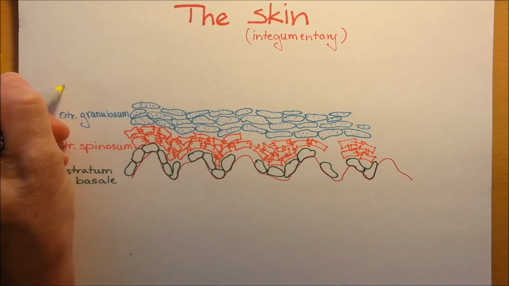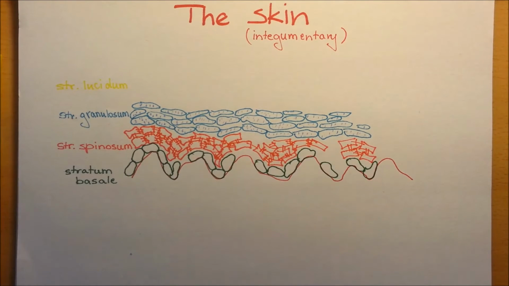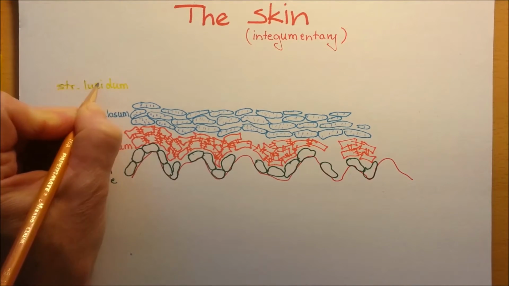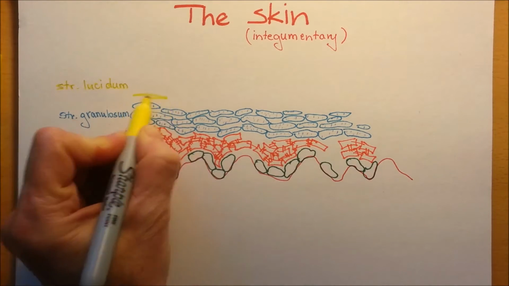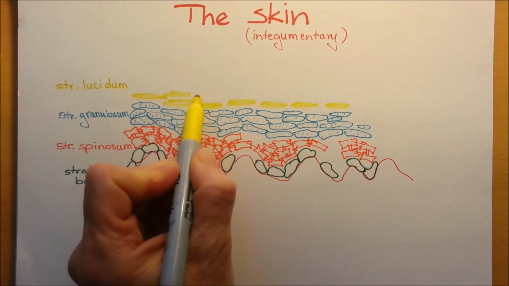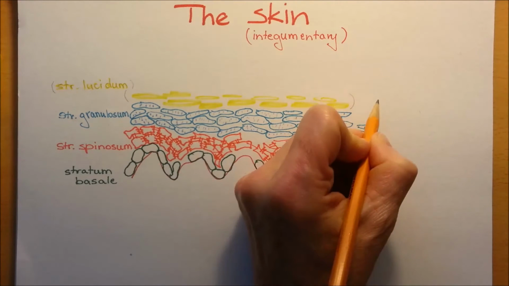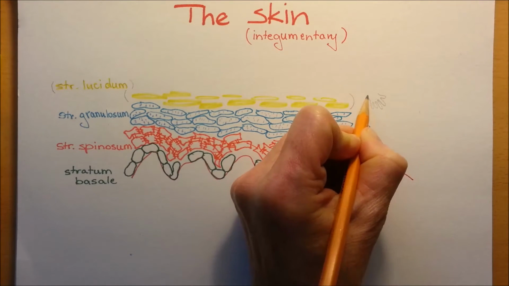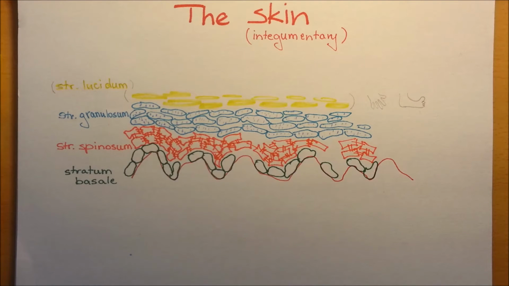Above the stratum granulosum is the stratum lucidum. Lucidum means clear layer, but it's present only in thick skin. These are flattened dead keratinocytes, skin cells, and they are present only on the palm or the plantar surface of the foot.